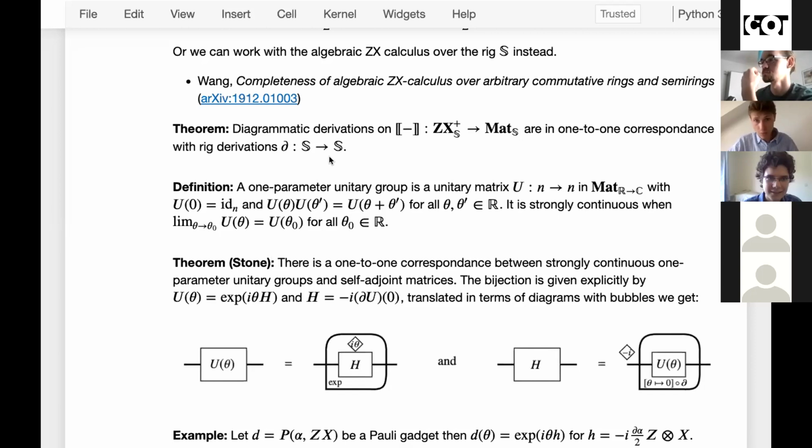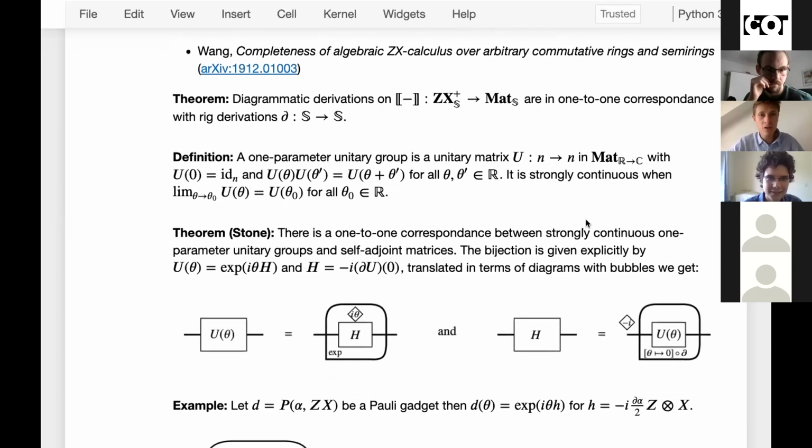Okay, so one application is we can draw Stone's theorem on one parameter unitary groups in diagrams. So what does it look like? Well, what's a one parameter unitary group first? Well, it's a unitary matrix, parameterized matrix with one parameter. And if you make this parameter 0, you get the identity. And if you compose it with itself, you add the parameters. Okay. And we also need this strong continuity condition. So if you take the limit of diagrams, you get the diagram of the limit, or the limit of the unitaries is the unitary of the limit. Okay.